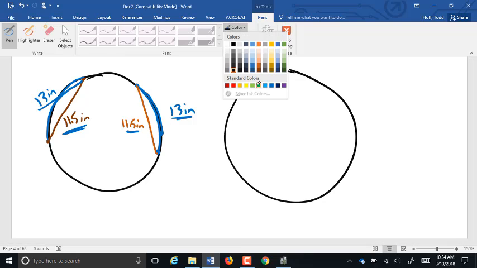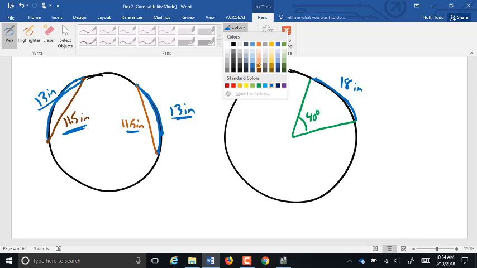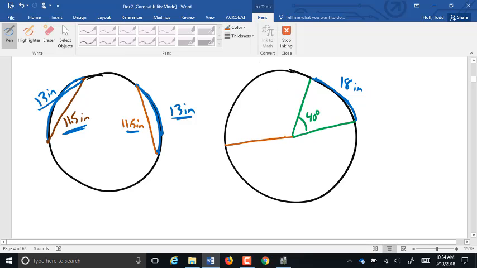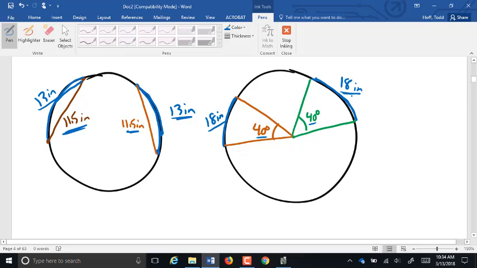If we have central angles, let's say this central angle here is 40 degrees, and that central angle cuts an arc of 18 inches. If I construct another central angle here, and that central angle is 40 degrees, what can I say about this arc? It's also 18 inches. If the central angles are the same, the arcs they create are also the same.